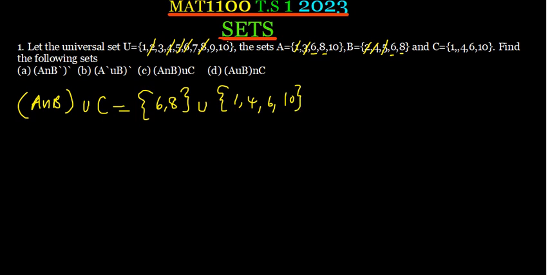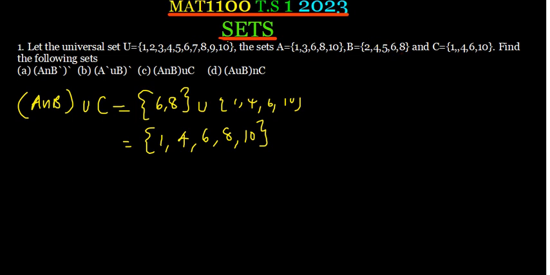Union is simply combining. If we combine both sets, the smallest is 1, the next number is 4, and then we have 6 in both, we'll just write it once. We've got 8 and then 10. So this is it for this one.